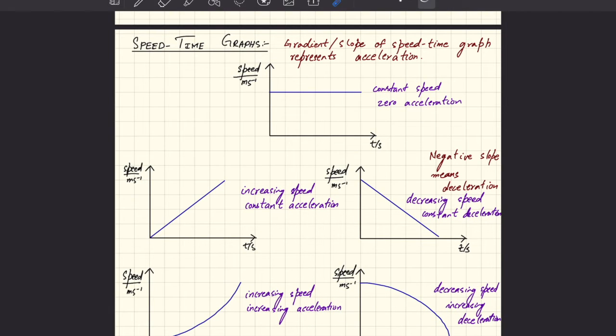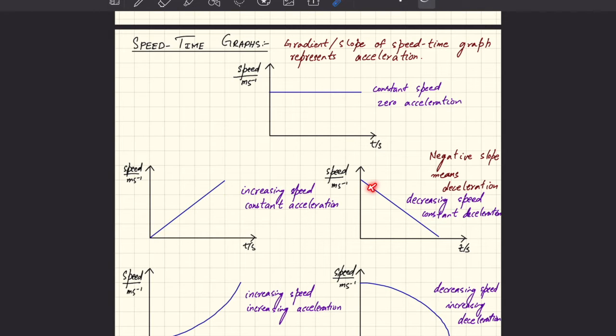The other type of graphs that I should be able to draw or analyze are speed time graphs. Since acceleration is the rate of change of velocity, the slope of the speed time graph should represent acceleration. If I have a flat horizontal line, that means speed is not changing, and hence the acceleration is 0. If I look at this particular graph, I can see speed is increasing, so I know it must be accelerating. But since it's a straight line, speed is increasing at a constant rate, hence acceleration is constant.